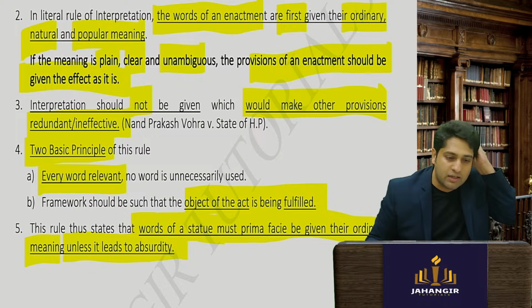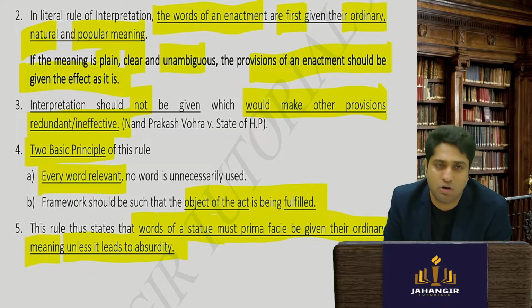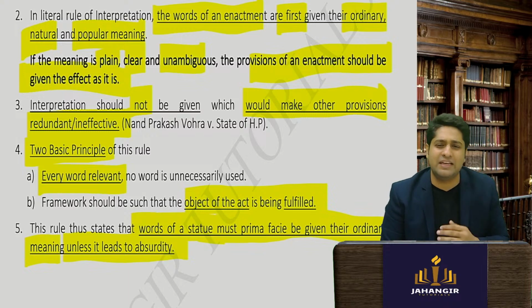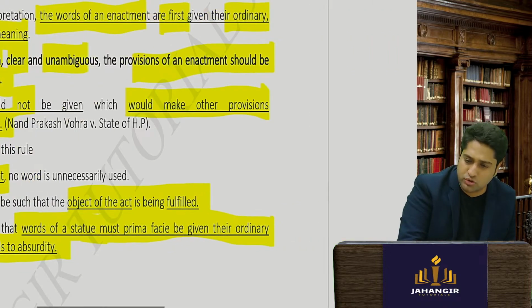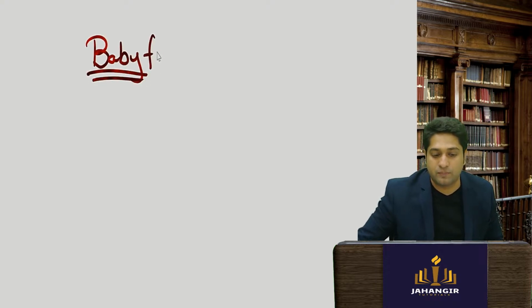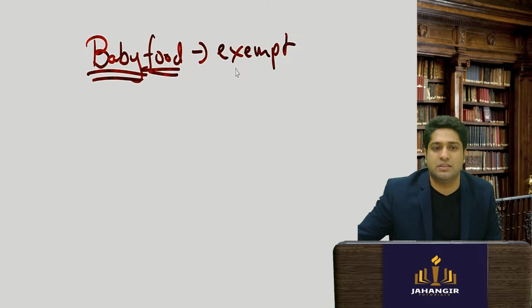Okay. Now in the literal rule, the words of the enactment first give it the ordinary, natural or popular meaning. So when we see, again, I'll give you a very silly example first, and then I will give you legal examples also. Let's say it is written that all baby food is exempt from tax. If a particular notice comes in this that baby food is exempt from tax.